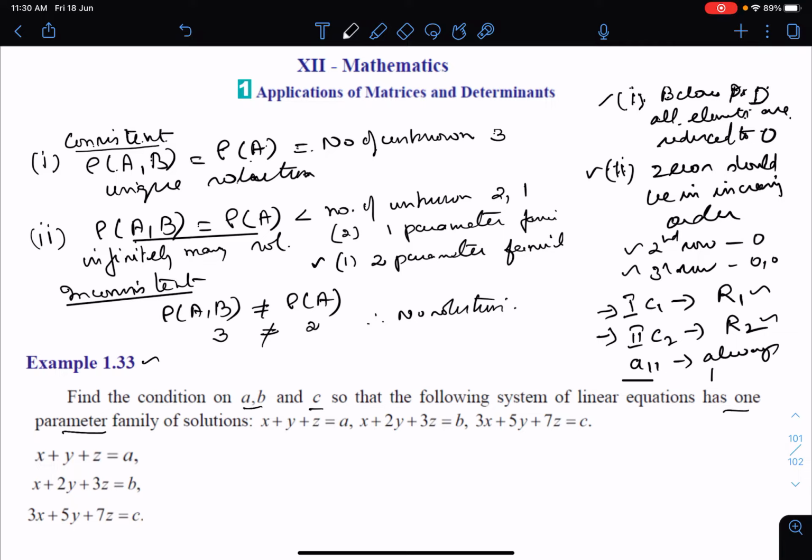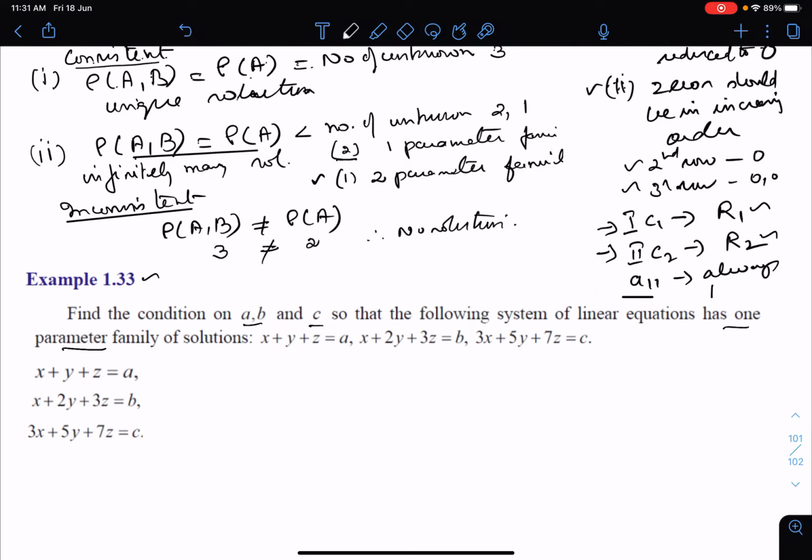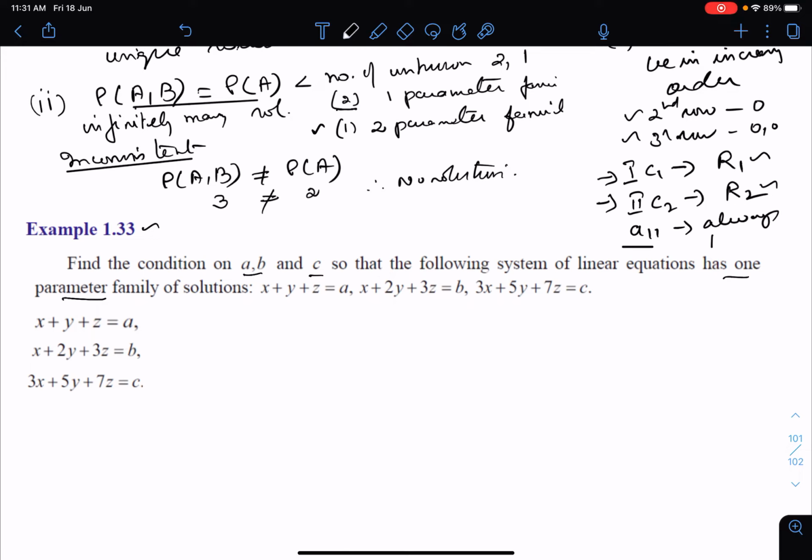When you get 2, you get the one parameter form. Okay, what is the meaning? You should get two non-zero rows in your row echelon form. If you get two non-zero rows, then your rank will be 2. So we are going to take this system of linear equations, reduce it to row echelon form, and find the condition for getting two non-zero rows in the row echelon form. So we will proceed with our problem and come back to the condition again.